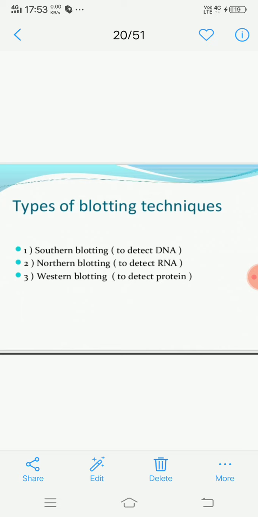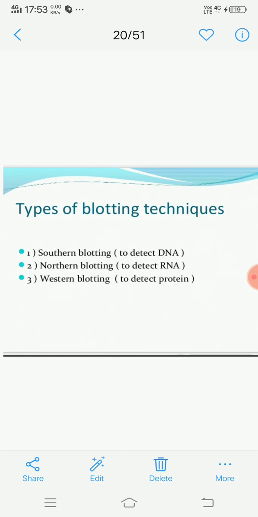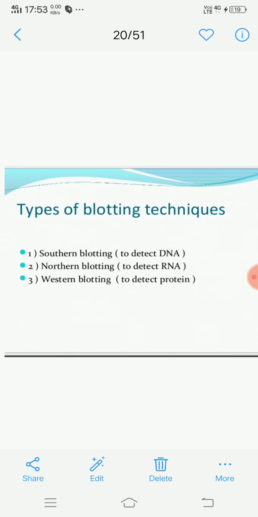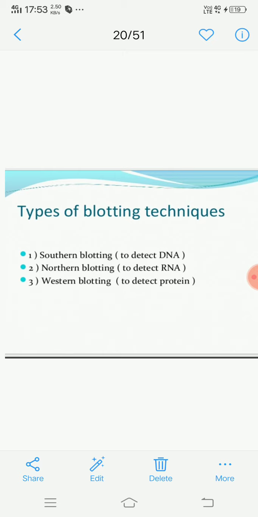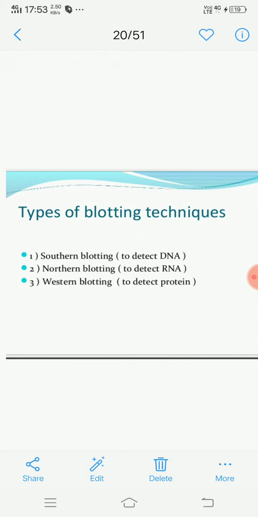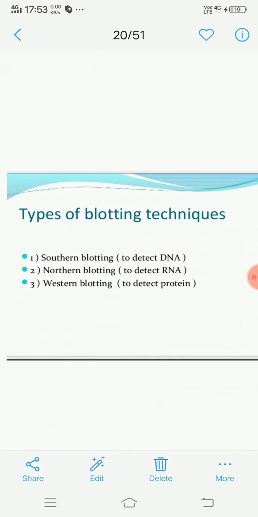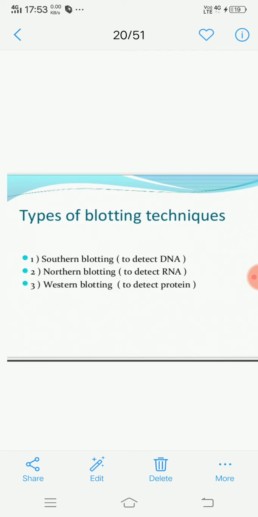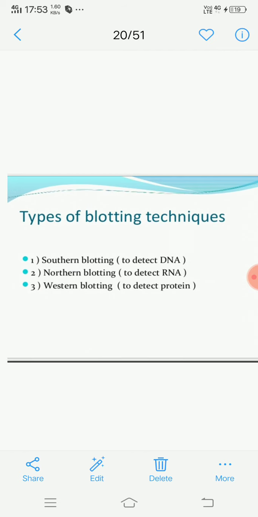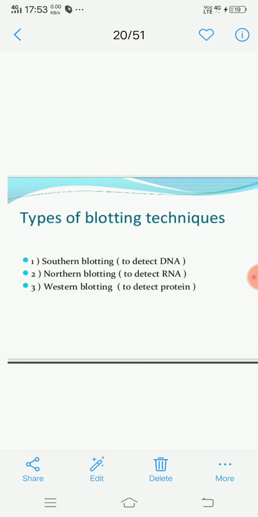So northern blotting is used to detect the RNA molecule, and western blotting is used to detect the protein molecule. Basically there are three types of blotting techniques: southern blotting, northern blotting, and western blotting. But there are some other blotting techniques also. For example, there is one blotting technique like the eastern blotting technique.